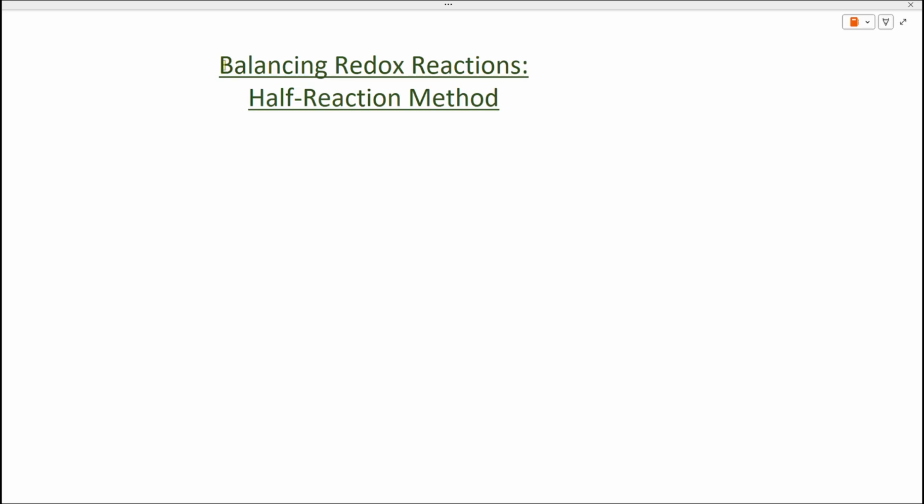Hello. Today we'll understand the process of balancing redox reactions by the half reaction method. The chemical equation or the reaction given to you could be either in acidic or in basic medium, so we just have to balance it accordingly. So first let us try balancing a chemical reaction which takes place in acidic medium. So let us look into the steps.